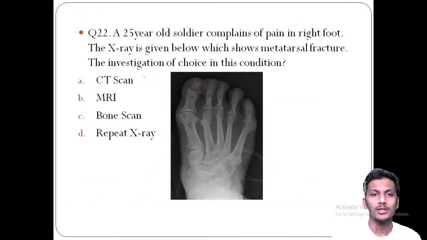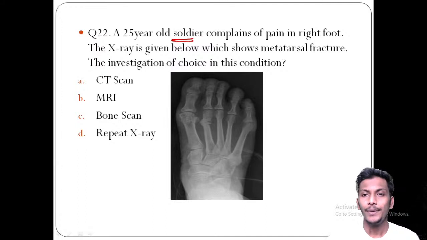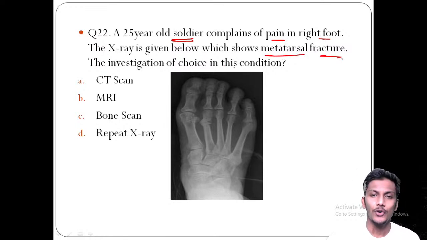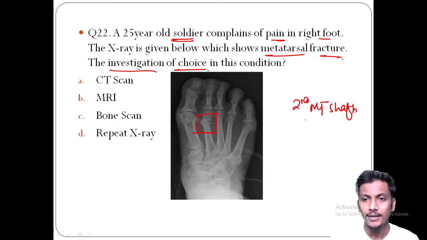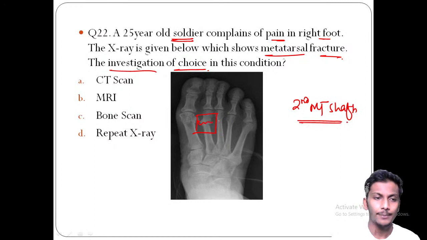Moving further to question number 22. A 25-year-old soldier complains of pain in the right foot. The X-ray is given below, which shows metatarsal fracture. The investigation of choice in this condition is, so they are actually asking you about the IOC, investigation of choice. Okay, the X-ray is showing what? The X-ray is showing a metatarsal fracture. Okay, here we can see the metatarsal fracture of the second metatarsal shaft. Whose fracture is visible? Second metatarsal shaft fracture here, right?